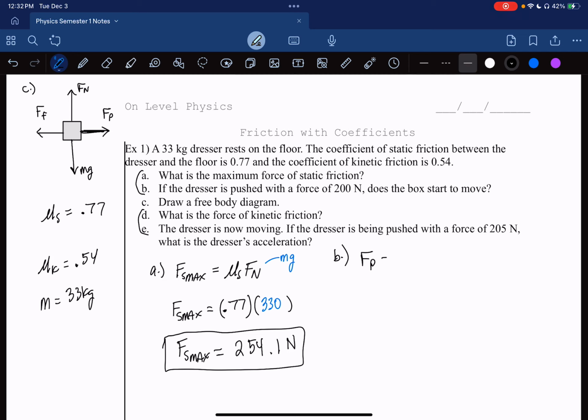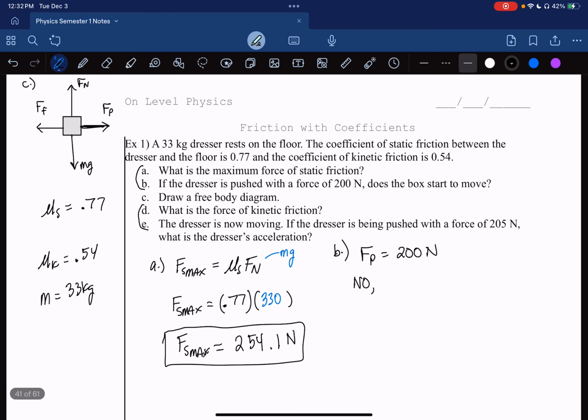So if my pushing force is only 200 newtons, but my maximum was 254, I have not met the maximum amount of friction force. So for question B, does the box start to move? We say no. We can say FP is less than Fs max. Otherwise, we would have said yes. So that's A and B. They kind of go together. If, for your assignment, let's say we push with 300 newtons of force, FP, then we exceed this and we would say yes, FP is greater than Fs max.